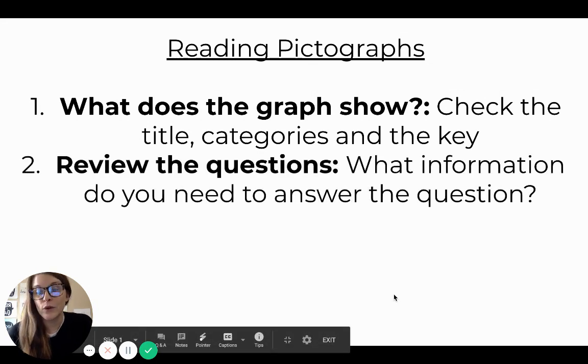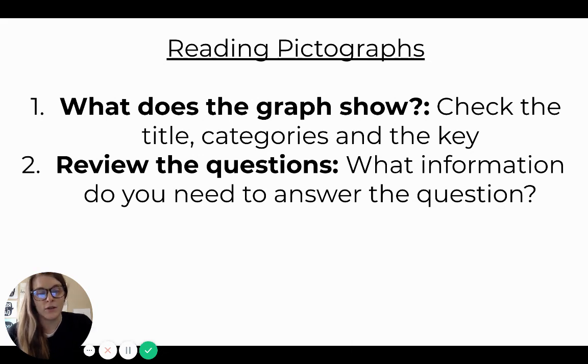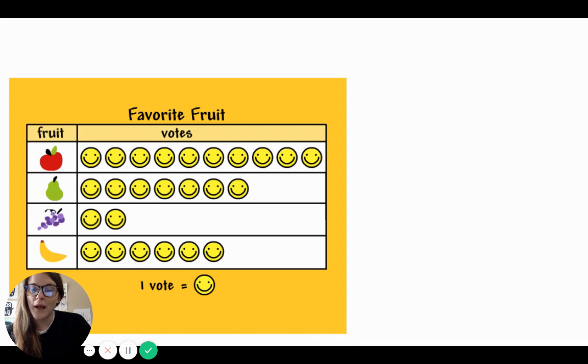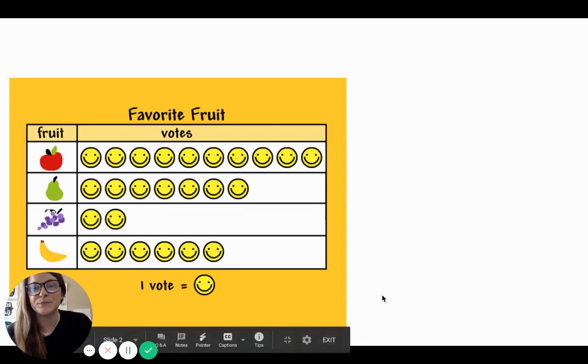Then, if we're answering questions about a graph, we're going to review the questions and ask ourselves, what information do I need to answer this question? Let's practice reading some pictographs together. All right, here is the first one. You might notice this graph from the Brain Pop video. We're going to answer some questions about it today together.